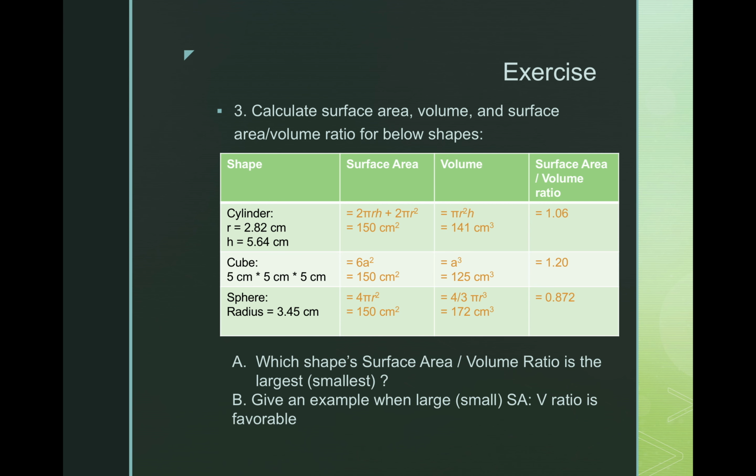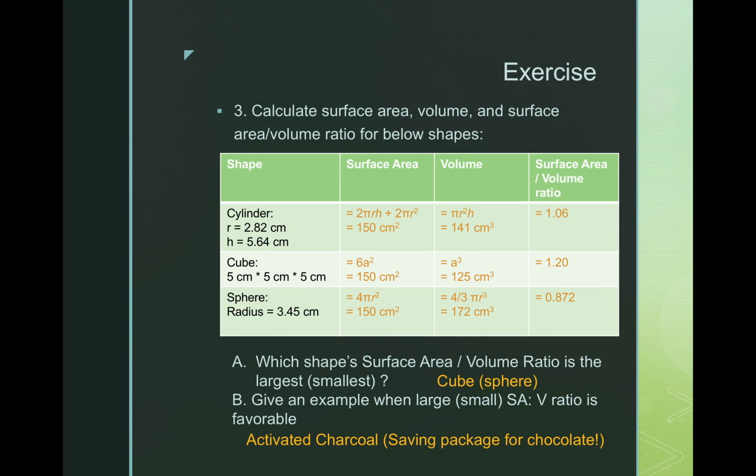But I do have further questions. First one is, which shape's surface area to volume ratio is the largest and the smallest? You can easily pick them out, cubes and spheres. The second one is, please give an example when the large surface area to volume ratio is favorable, and also an example for the small surface area to volume ratio. Please do have a good think about it. Like what I said, a large surface area to volume ratio example is using activated charcoal to absorb some unwanted gas from the air.